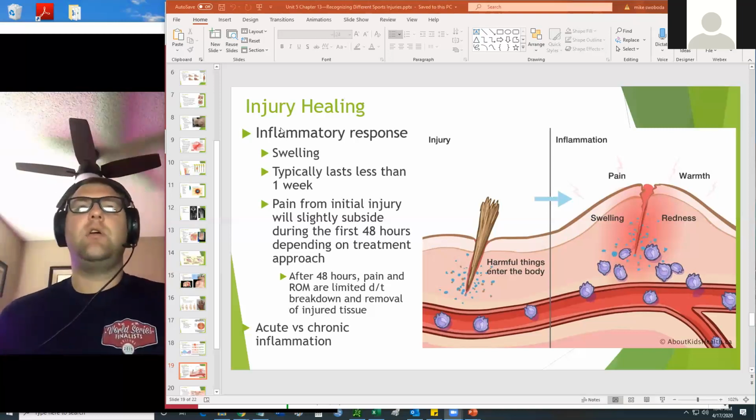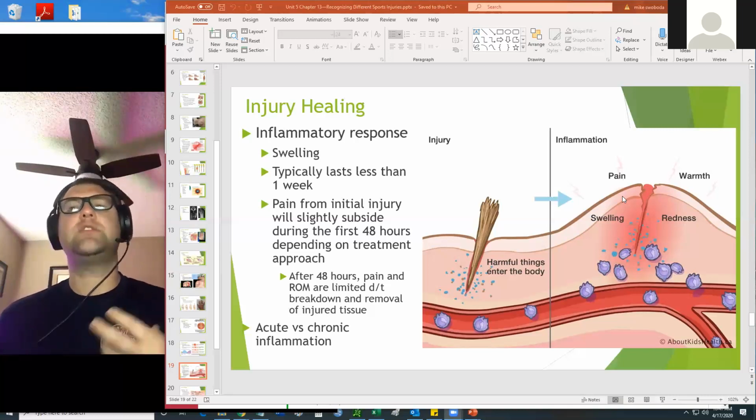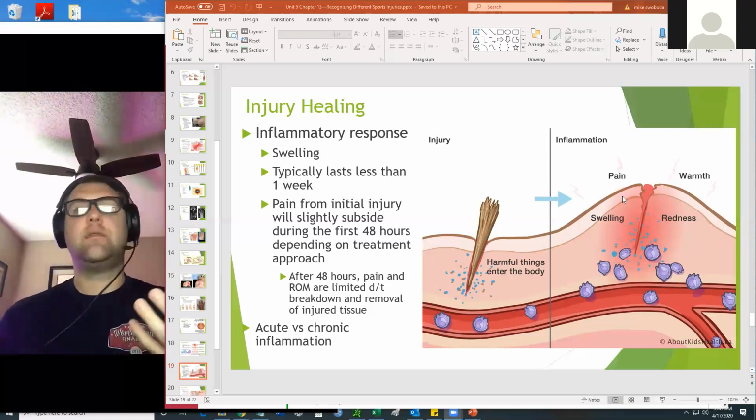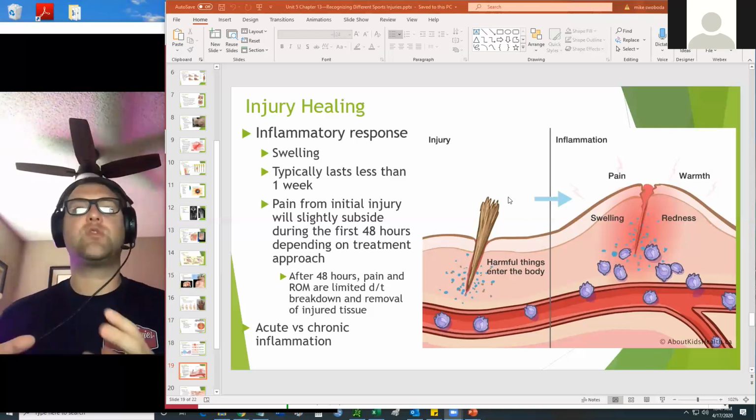Now, when you first get injured in this acute phase, your range of motion is going to be limited because of this swelling. So swelling is to protect as well as to start that healing process. You don't want to move that particular part of your body. So when you swell, your body naturally limits movement.